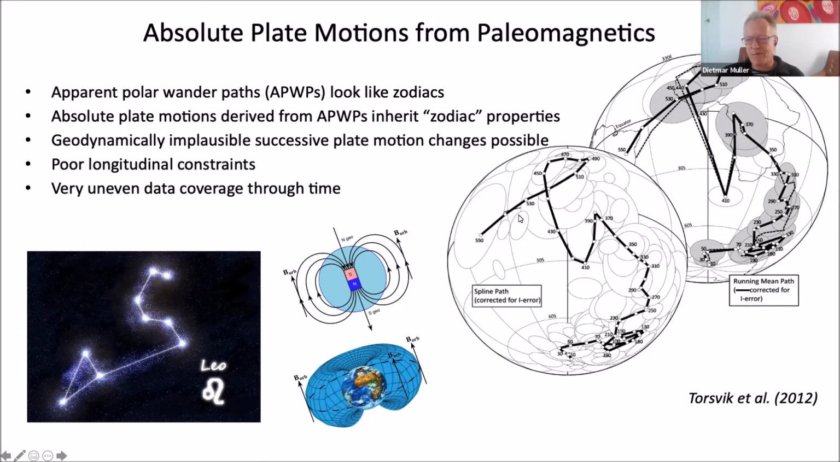So we have many abrupt changes of plate motion. Sometimes they're plausible and other times they're not geodynamically plausible because, of course, geodynamic rules are not built into these sorts of reconstructions. Also, paleomag data provide poor longitudinal constraints and also have fairly uneven data coverage through time.